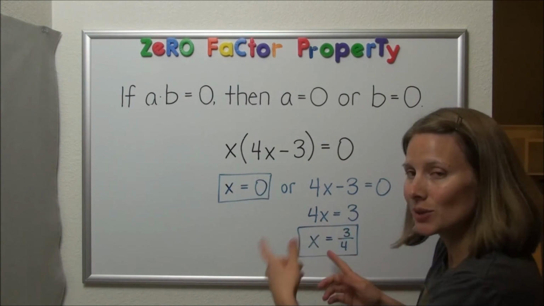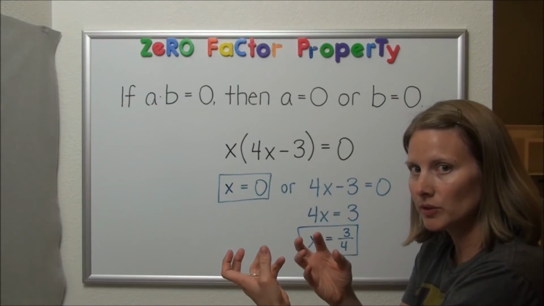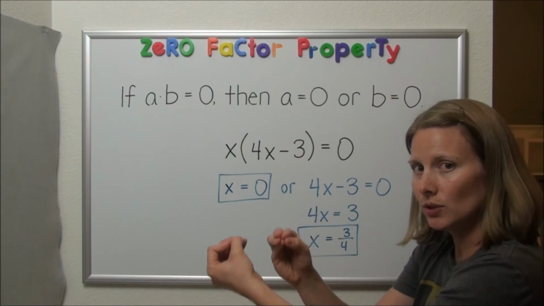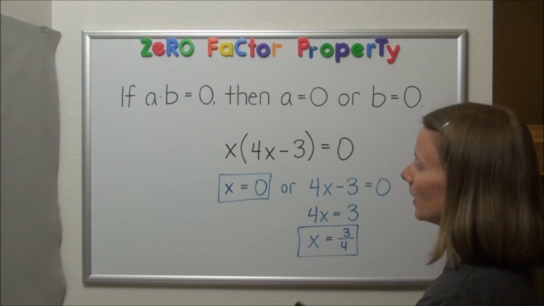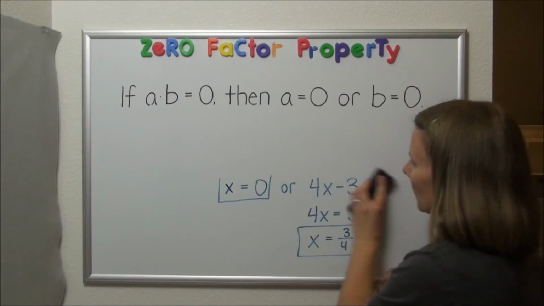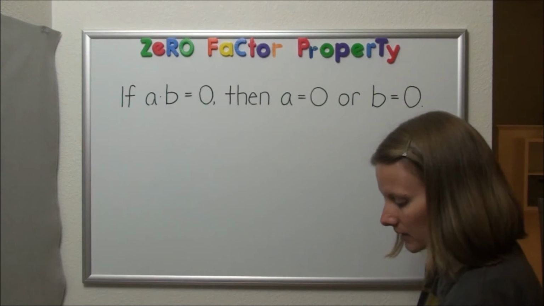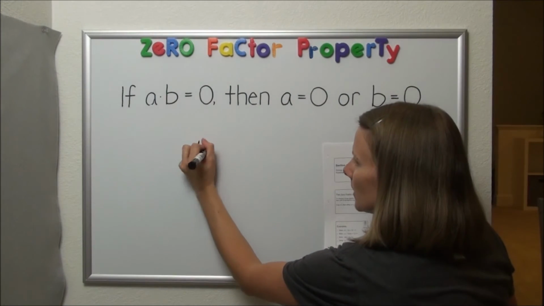Now, what those last three examples all had in common is I had two factors I was multiplying together. I said something times something is 0. And when I had two factors, I was getting two answers or two solutions each time. I want to look at an example now where I actually have more than two factors and see what happens for the solutions here. So let's look at an example.